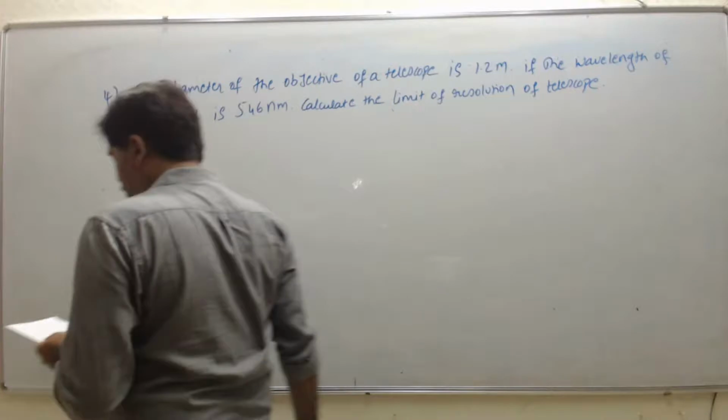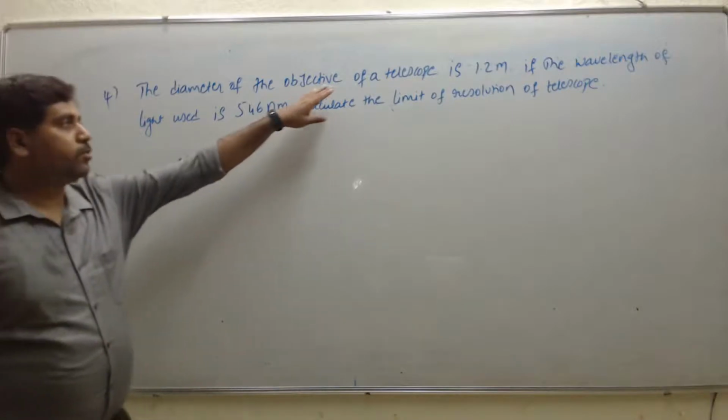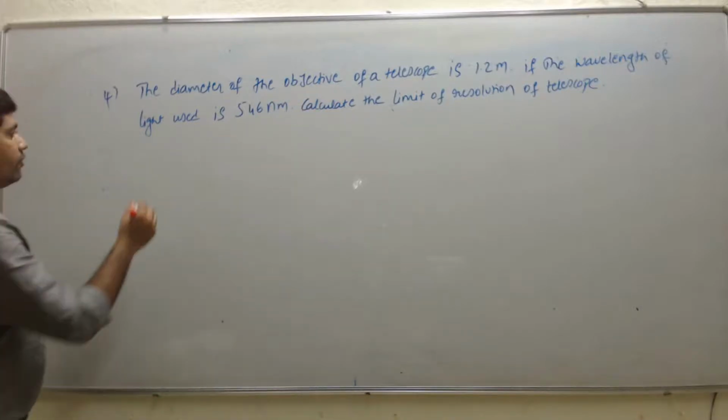So here we need to find the limit of resolution of the telescope. They gave the diameter of the objective. So right here.